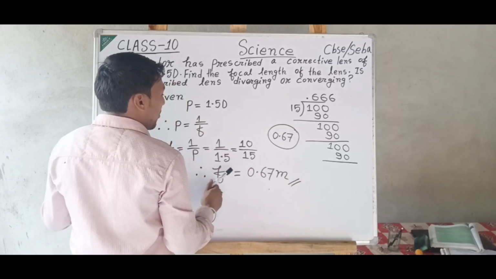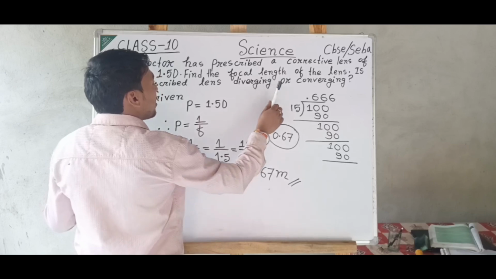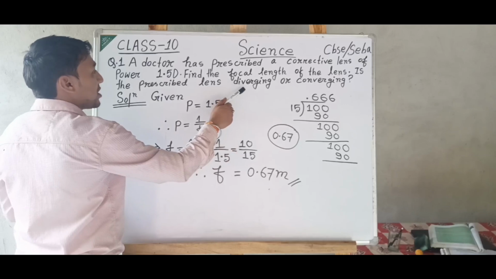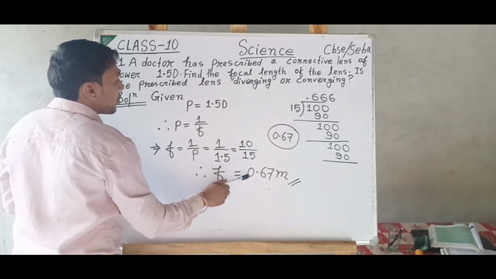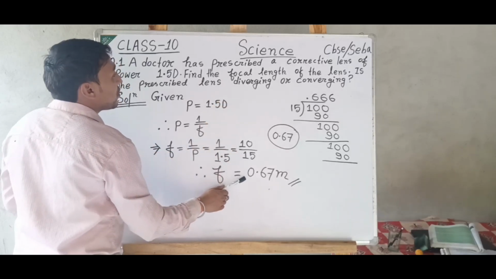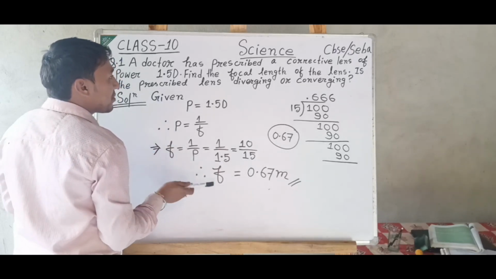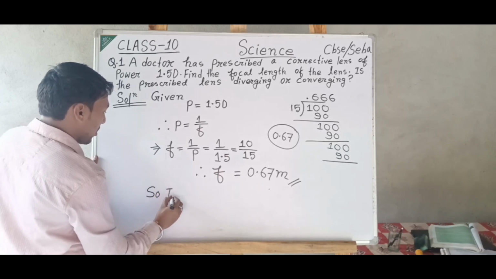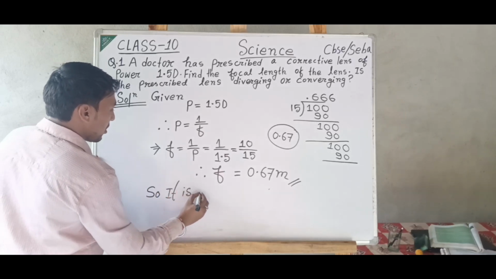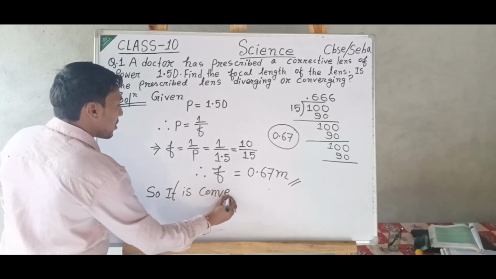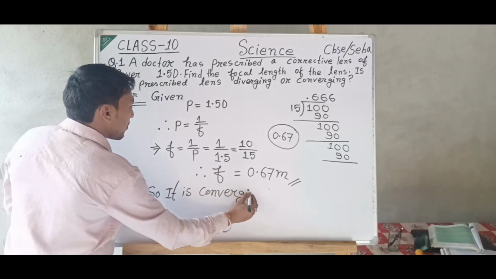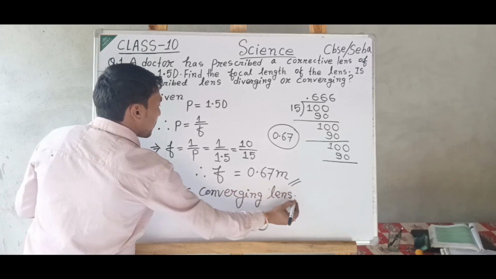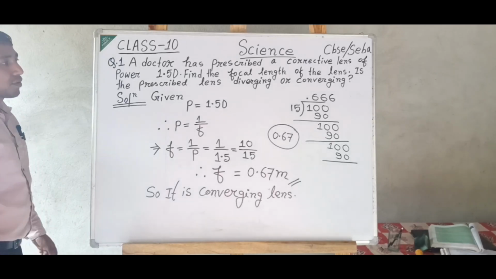Now the F value you have got here is a positive answer, which means the lens is a converging lens. If you get a negative answer, then we say diverging lens, but here we have got a positive F value, so this lens is a converging lens. Converging lens means convex lens. So it is a converging lens. Finally, we have completed the answer for this question.